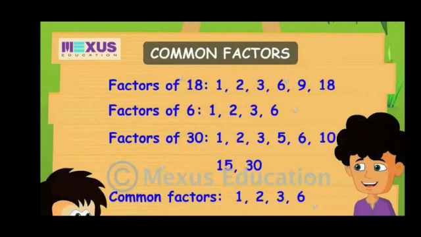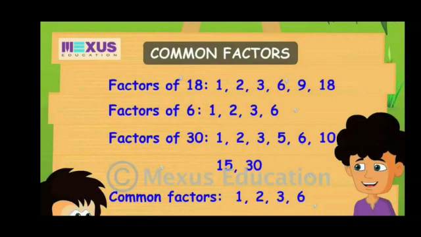See an example. What are the factors of 18? Do you know how to find the factors of 18? Yes, we have done that. Factors of 18: 1, 2, 3, 6, 9 and 18. The trick I have given, do you remember? 1 into 18, 2 into 9, 3 into 6. All are 18, so they are called factors of 18.